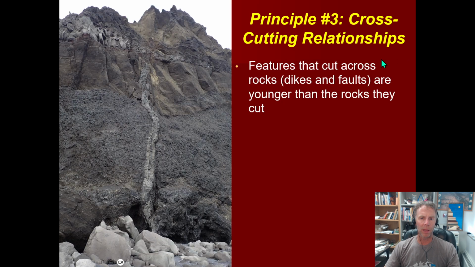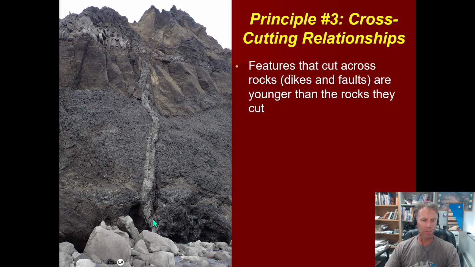Our next principle applies to all rock types, and I think that's why it's maybe my favorite. In some realms it's maybe the most useful, and this is called cross-cutting relationships. Again, it's another basic one that is very logical. Any feature that cuts across rocks, and the two features that are most common here would be dikes and faults, those features have to be younger than the rocks they cut.